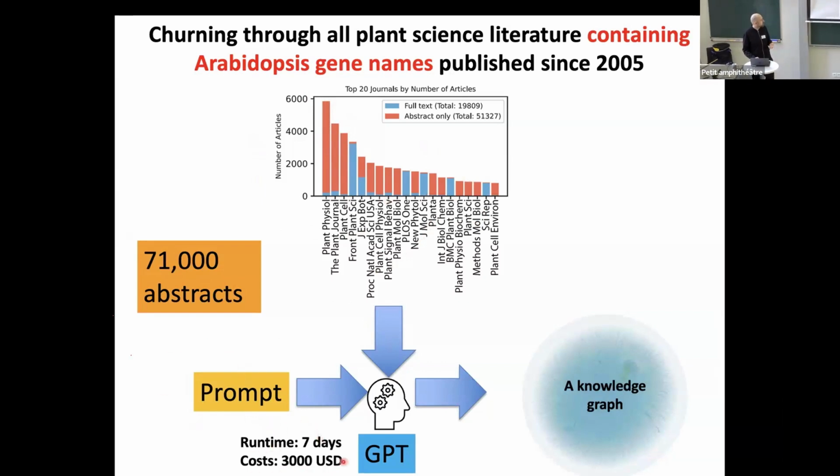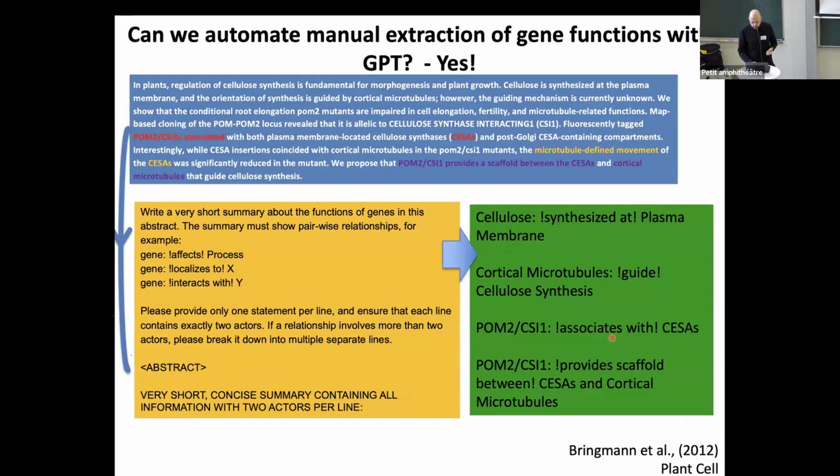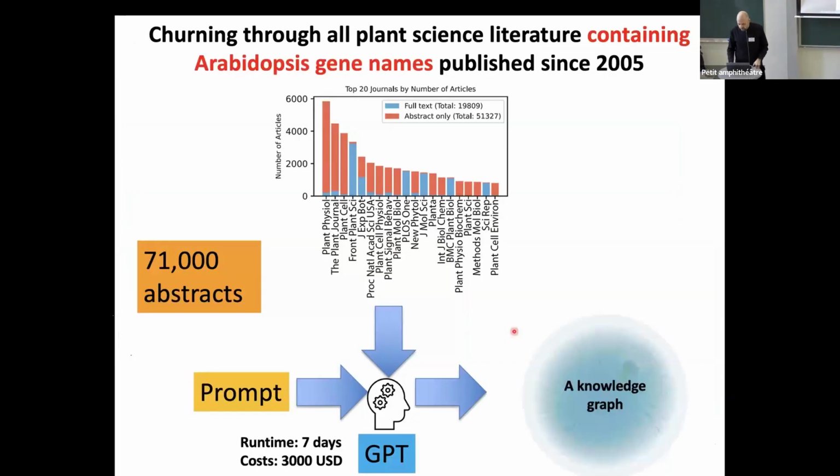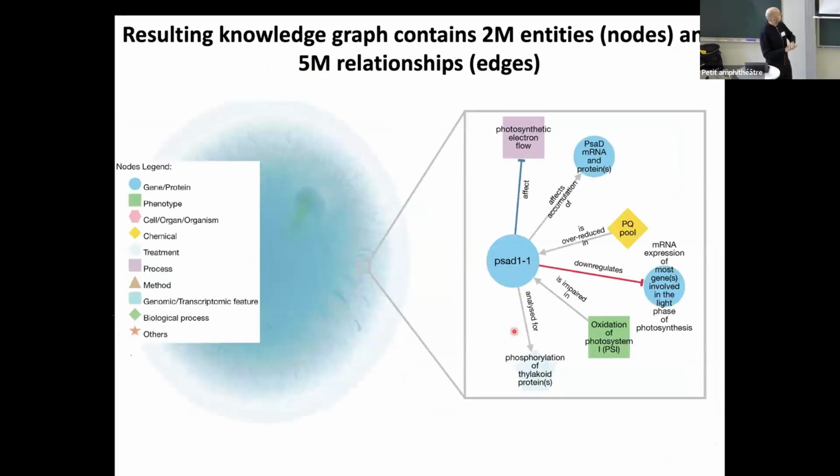So it took around 7 days and cost around $3,000. And from this, we got a knowledge graph. So realize that here we have always two entities. Let's say a protein and another protein, and they are connected by some relationship, right? So you can actually represent this as a huge network, right?